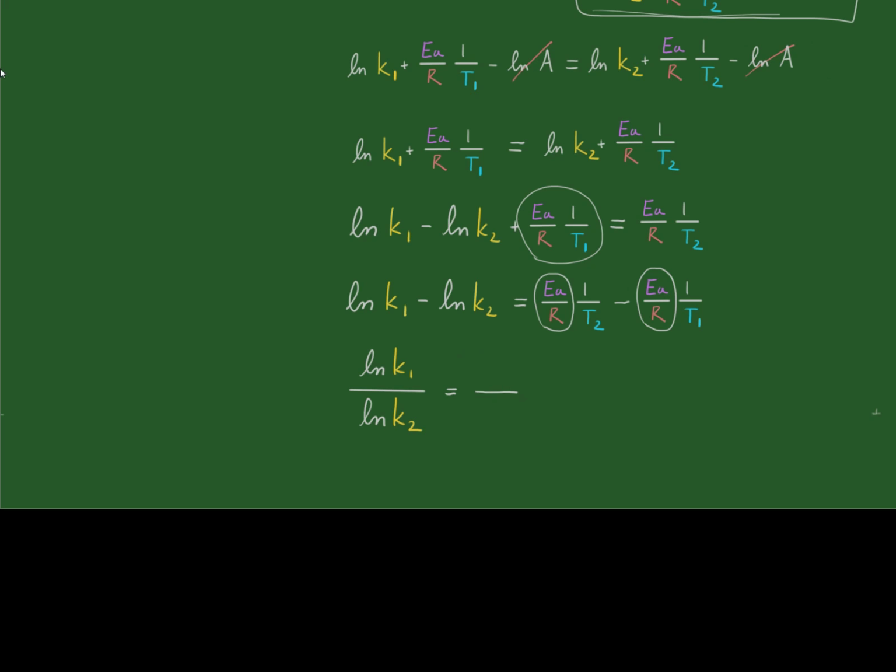So I will have activation energy over the ideal gas constant multiplied by 1 over T2 minus 1 over T1.